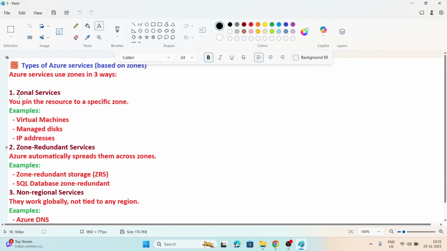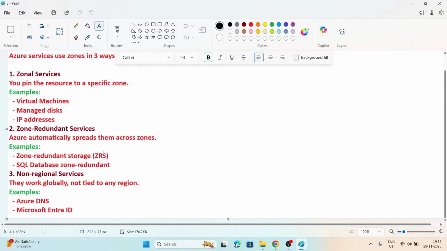One is zonal services, where we pin the resource to a specific zone, like virtual machine, disk, IP address. Then zone redundant services, where Azure automatically spreads them across the zones. Example, zone redundant storage, ZRS, or SQL database zone redundant. Here we do not select the zone. Azure automatically puts our services on any zone, depending upon Azure. And then non-regional services, which work globally and are not tied to any region, like Azure DNS, Microsoft Entra ID.